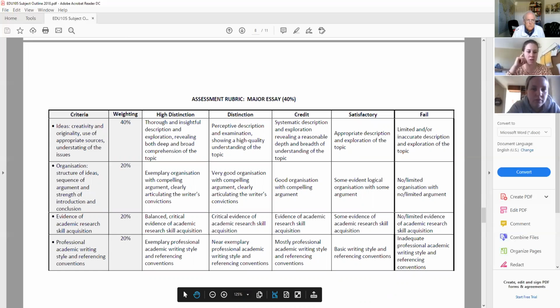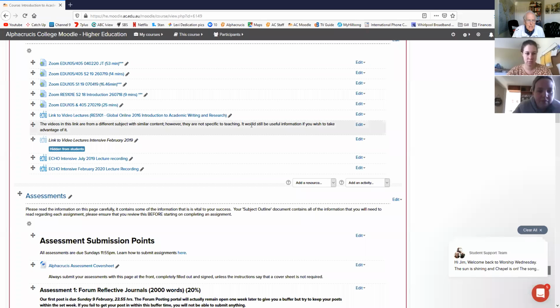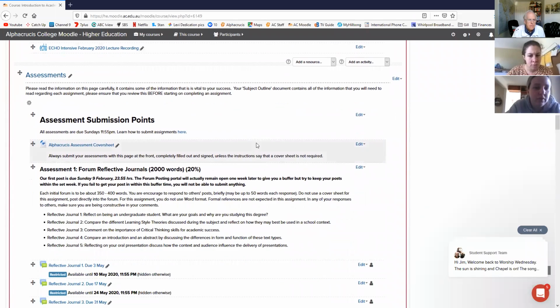Screen shares stopped again. Oh, we're still on the rubric. Interesting behavior. Maybe this is the result of COVID-19. That's it. Oh, I don't think it can cope with me changing the screen. So I'll stay here now.